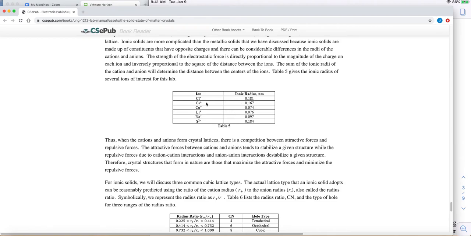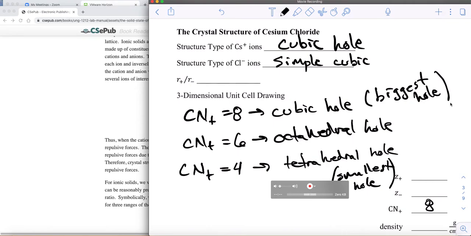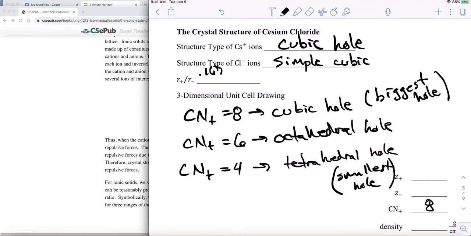You're going to take the radius of your cation, which in our example we're looking at is cesium and chloride. So the cesium cation is 0.167. The anion for the chloride is 0.181. So our R plus over R minus is going to be just that, 0.167 over 0.181, which is equal to, if I calculate that out, 0.923. Right? And it's just a ratio, so it doesn't actually have any units to it.